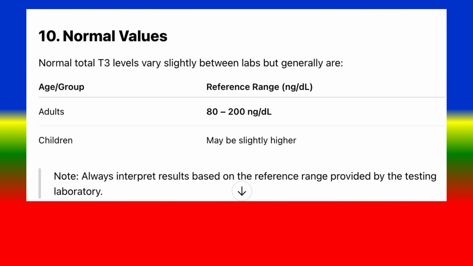10. Normal values. Normal total T3 levels vary slightly between labs, but generally are age group, reference range. Adults, 80 to 200 nanograms per milliliter. Children, may be slightly higher. Note, always interpret results based on the reference range provided by the testing laboratory.